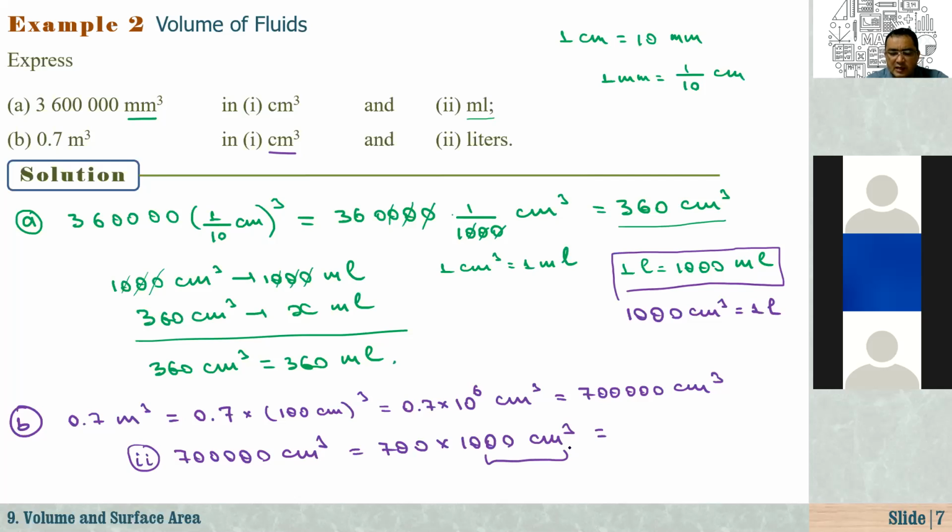And what is 1000 cm cube? It's just equal to 1 liter. So that's equal to 700 liters. So that means that 0.7 meter cube is or holds how many liters of water? It can hold 700 liters of water.